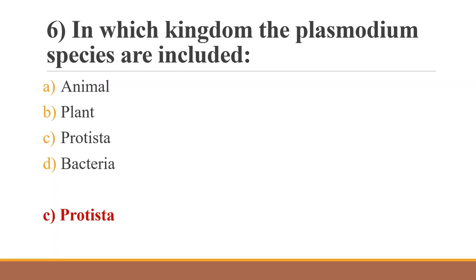Plasmodium is included in the kingdom Protista. Kingdom Protista includes eukaryotic and unicellular organisms. Examples are amoeba, giardia, paramecium. Okay. Bacteria are under kingdom Monera.